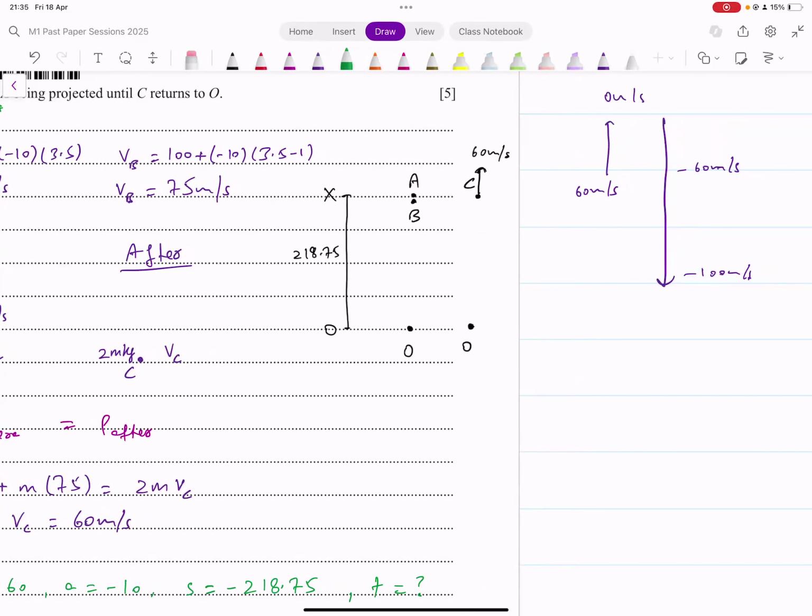Throughout, the velocity is decreasing. It's going from 60 to 0, and then from 0 to a negative value. It's decreasing throughout. Velocity is a vector quantity. So acceleration remains negative throughout the journey if you're taking upwards positive. Okay, so throughout the journey, a is -10.